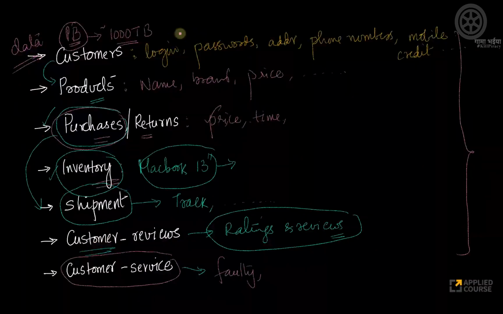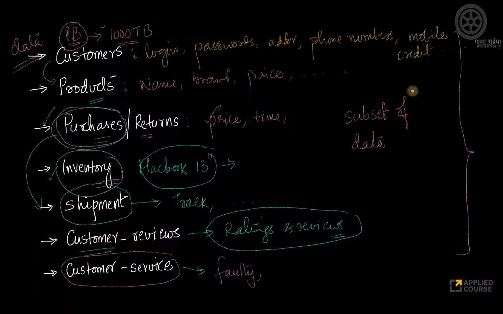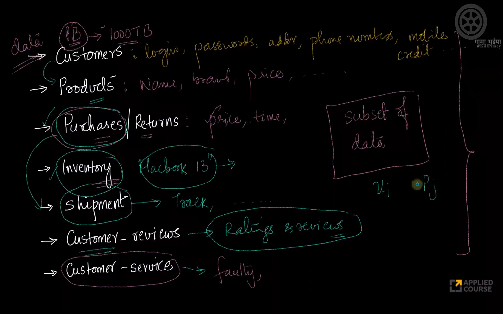This is just a small subset of data that Amazon stores. Amazon stores much more information than just this. For example, let me give an example here. Amazon also stores information on which user, let's call a user UI, and product PJ. If as a user UI, I visit the page corresponding to product PJ, this is a product page, and I'm considering purchasing this product.